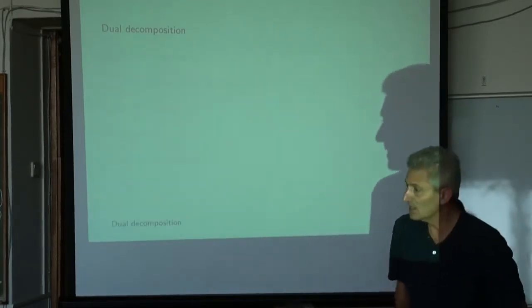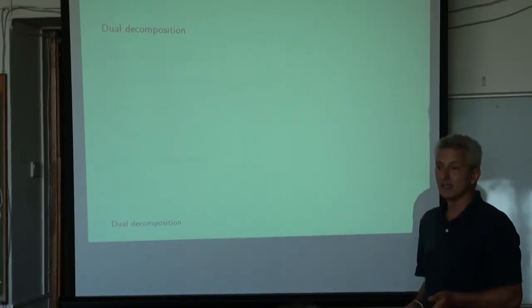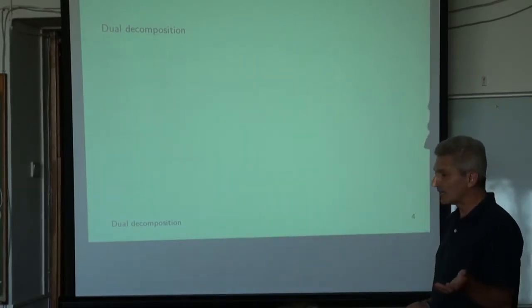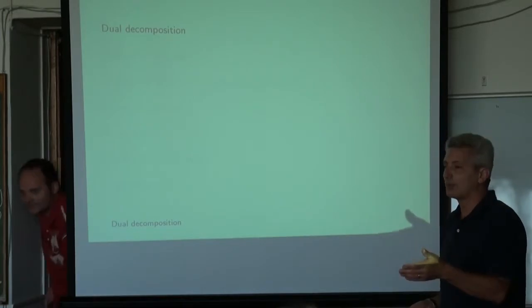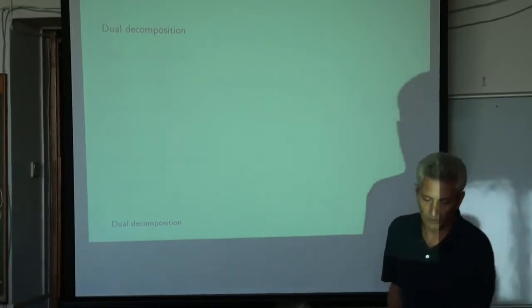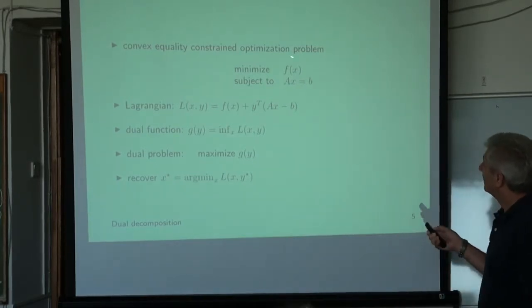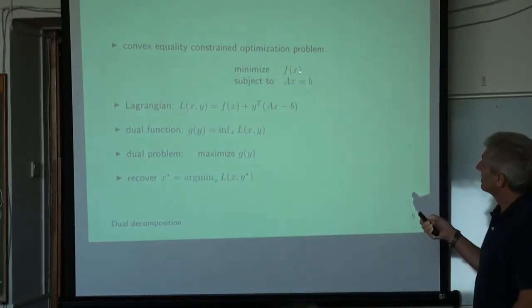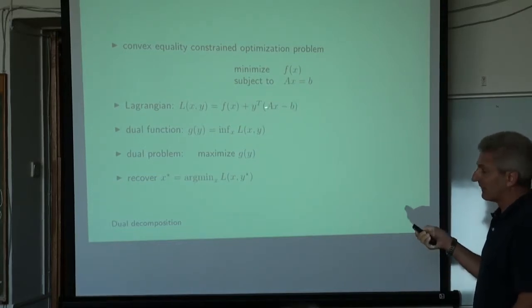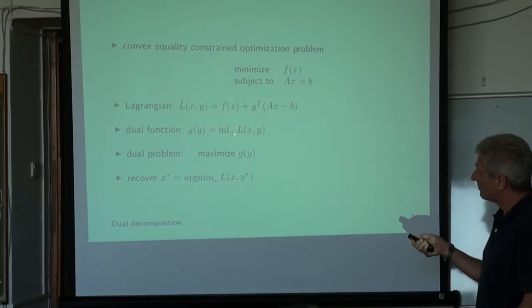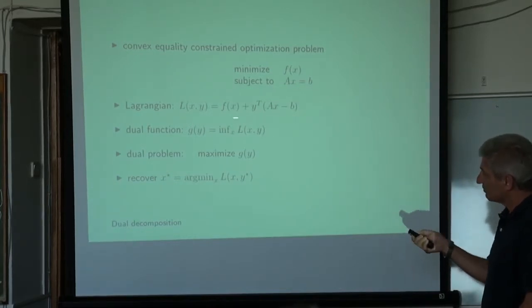Okay. So I'll go quickly over this because I assume most people know about it. This is just for the historical background. It's nothing more. Okay, so you want to solve a convex problem. You minimize a convex function subject to Ax = b. And you form a Lagrangian. You minimize over the primal variable and you get a dual function. And then you get a dual problem, which is to maximize g.